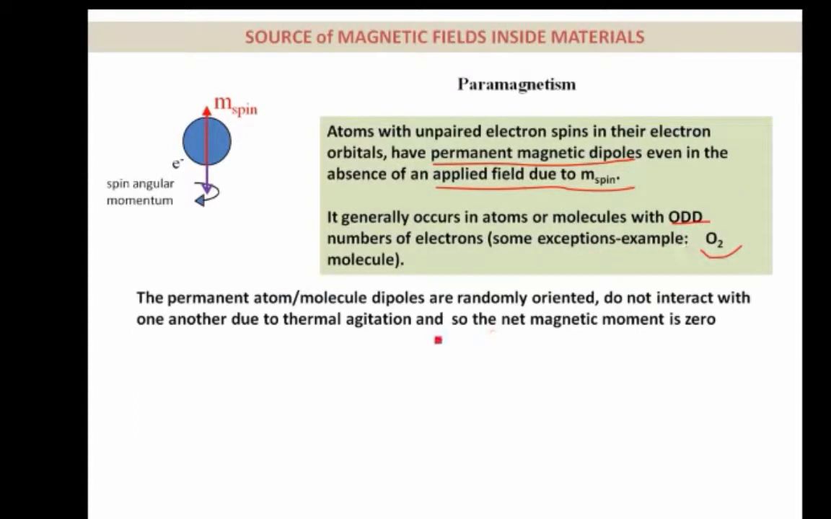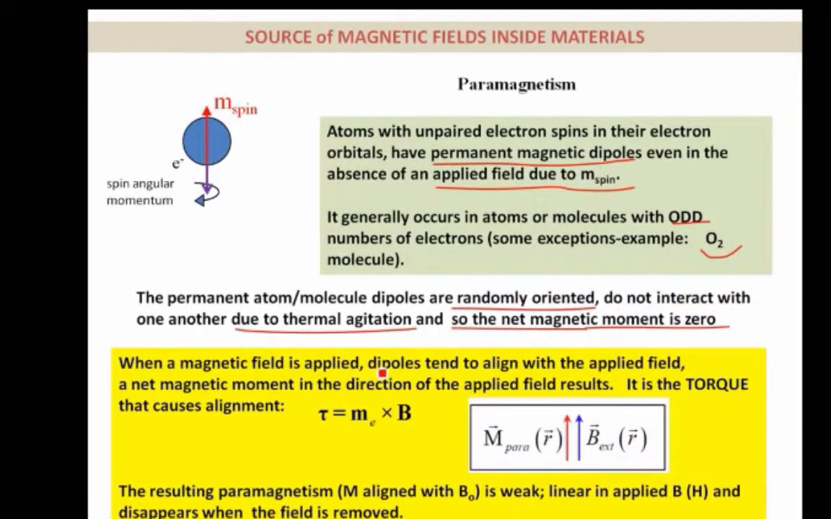What happens then is that if we're sitting in, say, room temperature or higher, the permanent atom-molecule dipoles are randomly oriented. They do not interact with one another, and the reason is because that interaction is so small. And so due to thermal agitation, we get random orientation. The net result is that the magnetic moment is equal to 0. If you apply a magnetic field, the dipoles will tend to align with the applied field. A net magnetic moment in the direction of the applied field results.